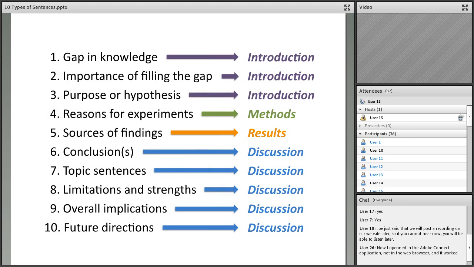Okay, well, that's it. If your manuscript contains these 10 types of sentences, readers are going to be able to understand and appreciate the importance of your study. Again, I've just walked you through the IMRAD format, but they're equally applicable to the ERDAM format.